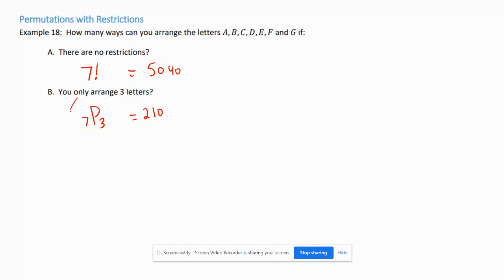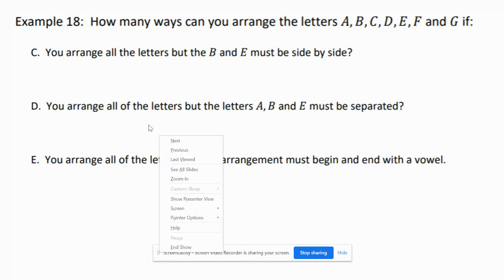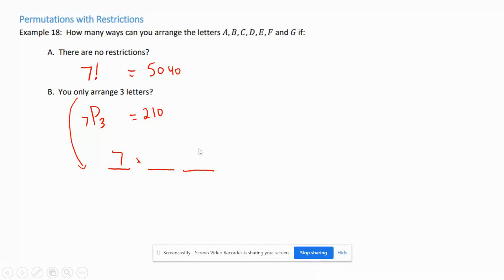Okay. Again, guys, just another way of doing this question is we're making 3 choices. My choice number 1, for the first letter, I have 7 options. For the second letter, I have 6 options. The last one, we have 5 options, and this is where the answer of 210 comes from.